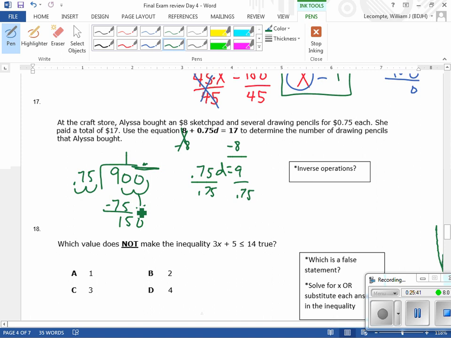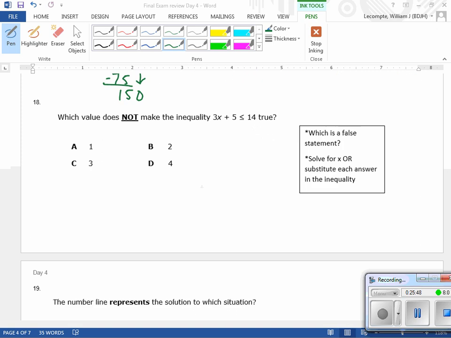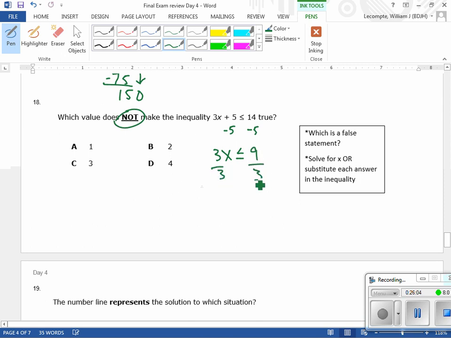Now it says which value does not make the inequality true. So let's just solve the inequality. So I subtract 5 from both sides, I get 3x is less than or equal to 9. So what makes this true? Well, x is less than or equal to 3. So if it's less than or equal to 3, 4 can't be a solution.